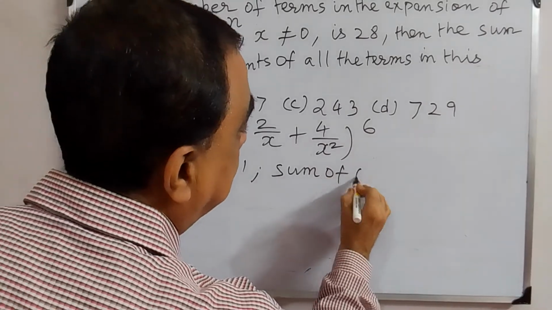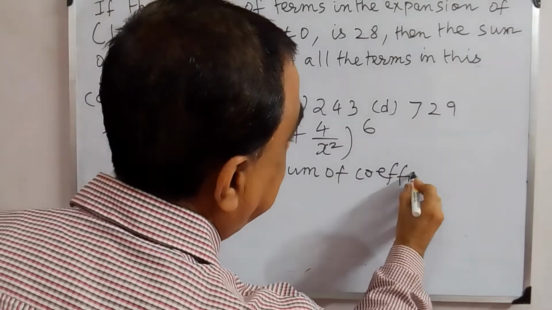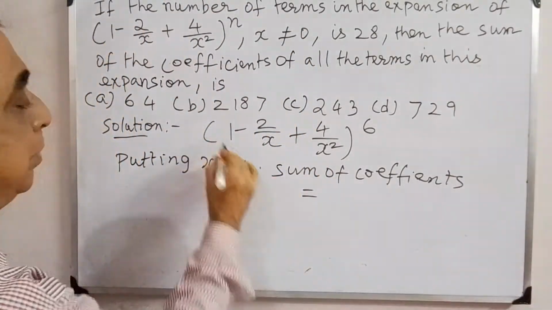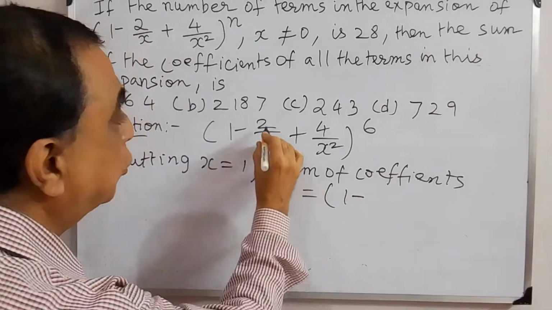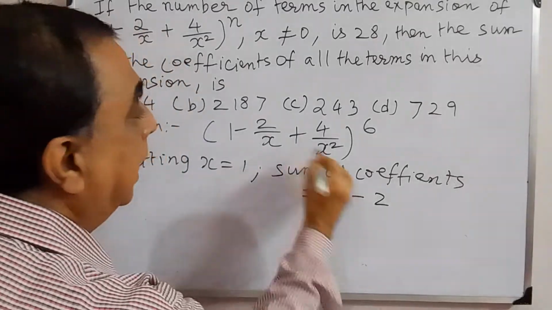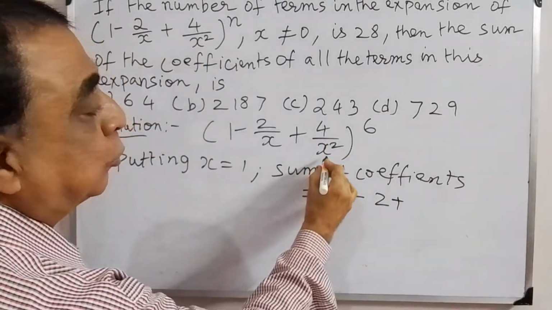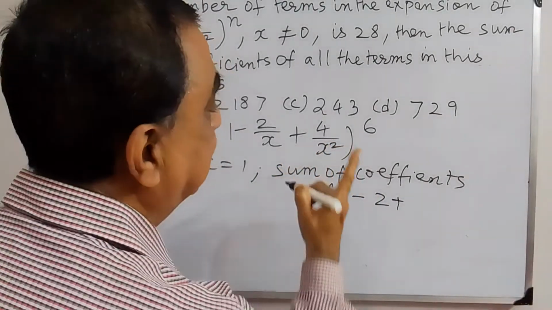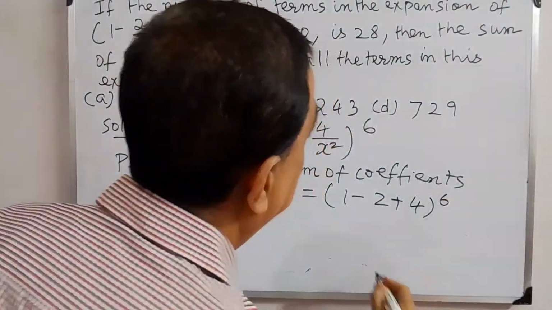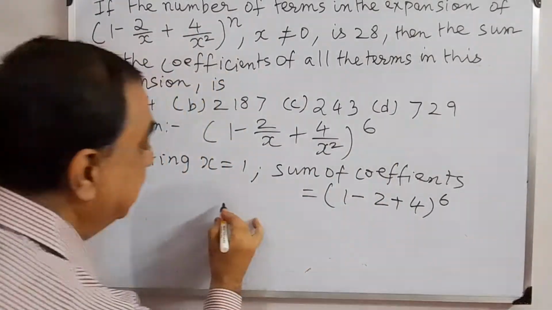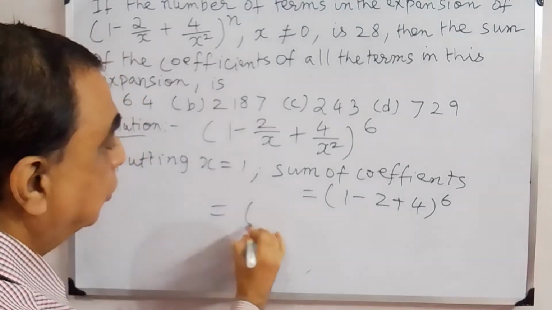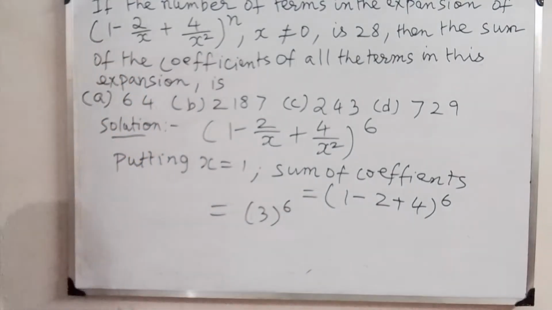So what will the sum of coefficients be? Now put here the value of x as 1. The sum of coefficients will be 1 minus 2 divided by x, value 1, so 2 divided by 1 is 2, plus 4 by x squared, 1 squared is 1, so 4 divided by 1 will be 4, whole to the power 6. Now simplify this. 1 plus 4 is 5, 5 minus 2 is 3. So 3 to the power 6.